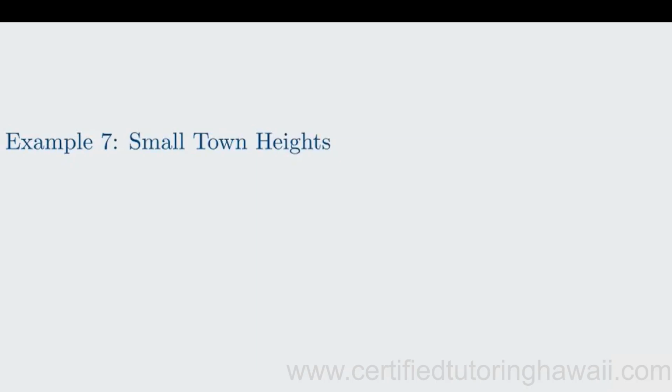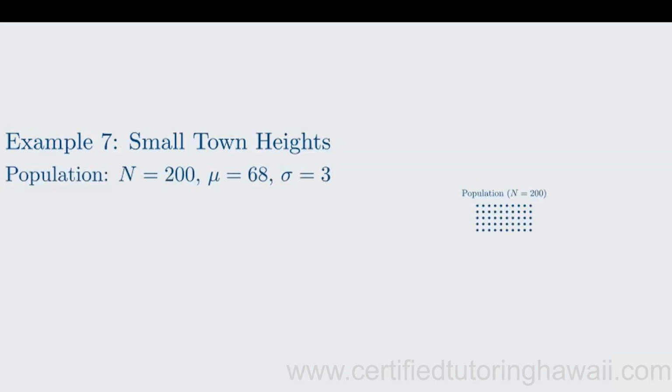Let's try one more example that focuses on the concept of sampling without replacement and the 10% condition, which is often a point of confusion. In a small town of exactly 200 adults, the mean height is 68 inches with a standard deviation of 3 inches. The distribution of heights is approximately normal. A researcher takes a random sample of 50 adults from this town. Can we safely calculate the standard deviation of the sampling distribution using our standard formula?